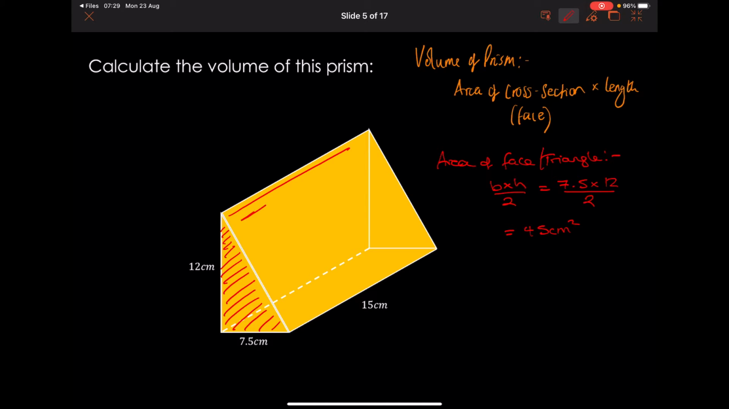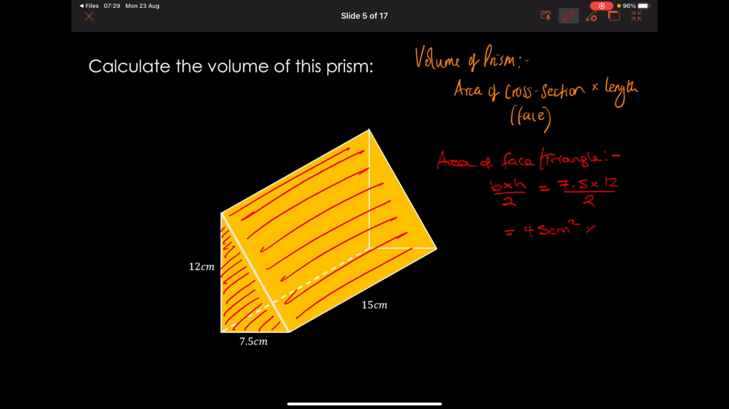And then for us to work out the volume of the entire thing, all we need to do is multiply that by the length. Okay, so 45 times 15, and that gives us the last part of the formula, which is 675 centimetres cubed, because we're working out volume.